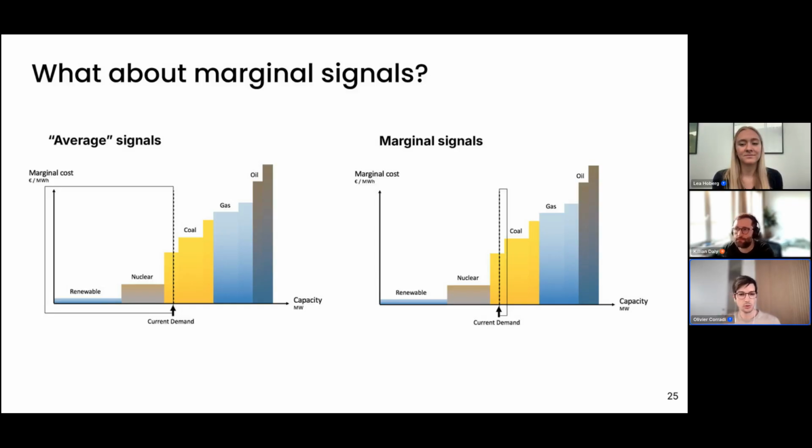We put them under quotation marks because sometimes there's a misunderstanding that average means an average over, for example, a year, which is not the case. It's also not an average over a large region, such as Europe or the US. We want to be as granular as possible here, but it is still an average over all of the power plants on that particular grid at that particular moment.